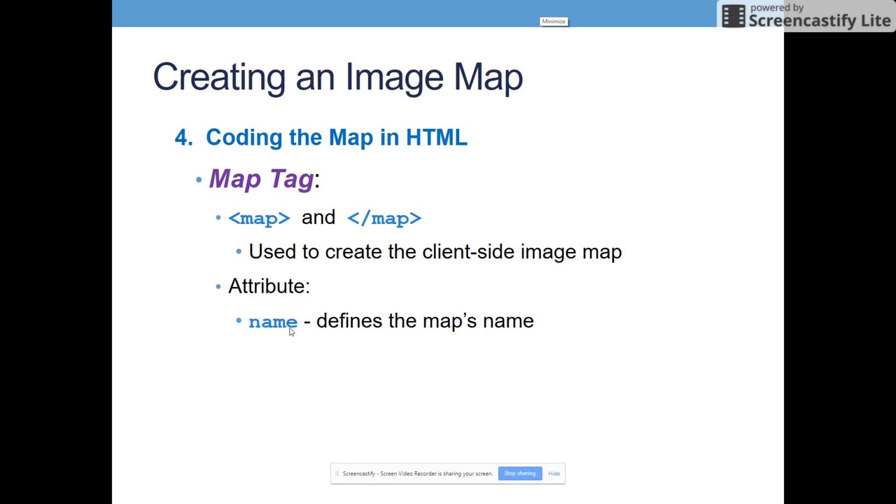So for each one of these, you're going to create a name, and that name will be unique to the purpose of the map. So if you're creating a map of the United States, you might name it US map, whatever you'd like it to be. So just noting that every map tag needs this name attribute.